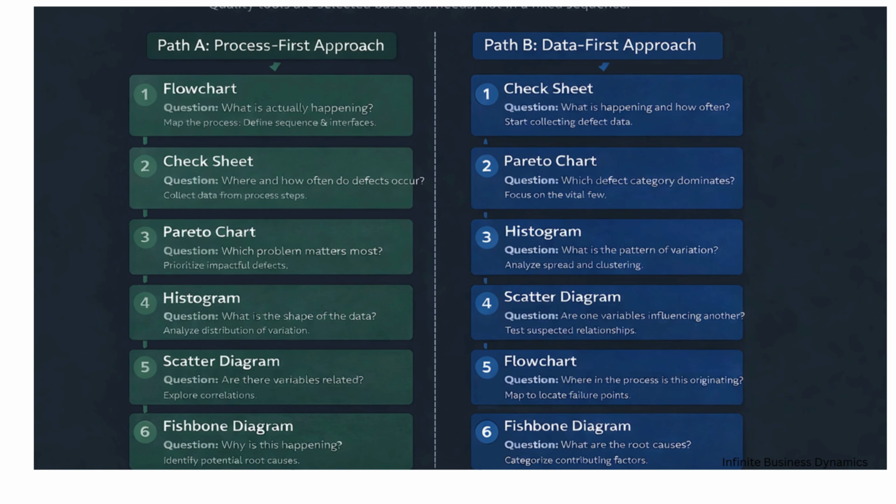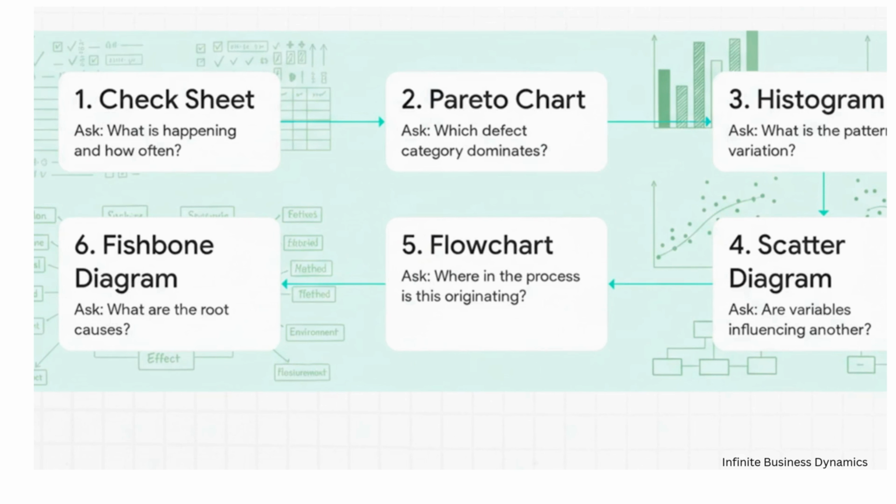In this scenario, you start with the check sheet just to log what's going wrong and how often. Then, just like before, the Pareto chart helps you ask, which of these issues should I focus on? Now, what's really interesting here is that the flowchart shows up much later. It's only after you've used data to identify the main problem that you pull out the flowchart to ask, where in the process could this be coming from? It's a brilliant way to work backward from the effect to the cause.